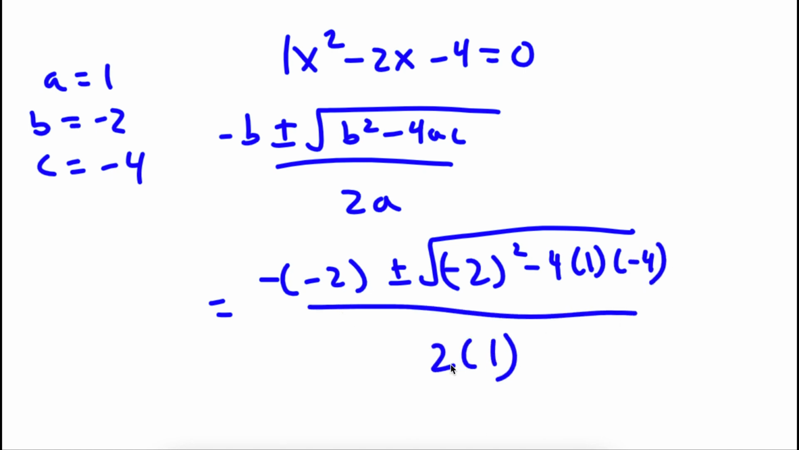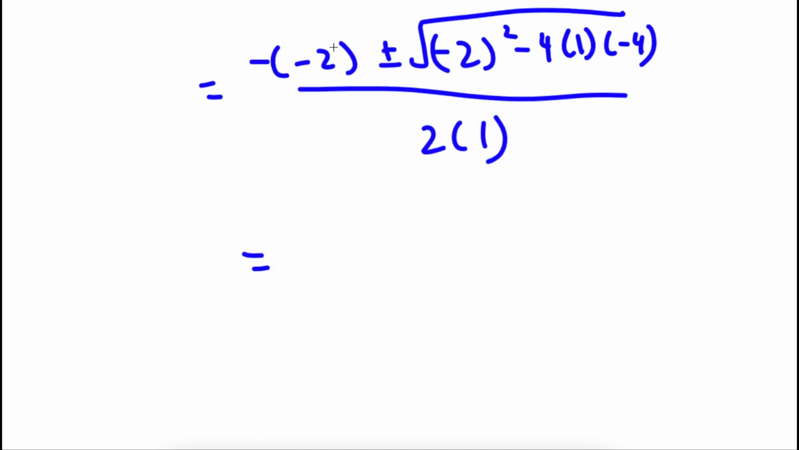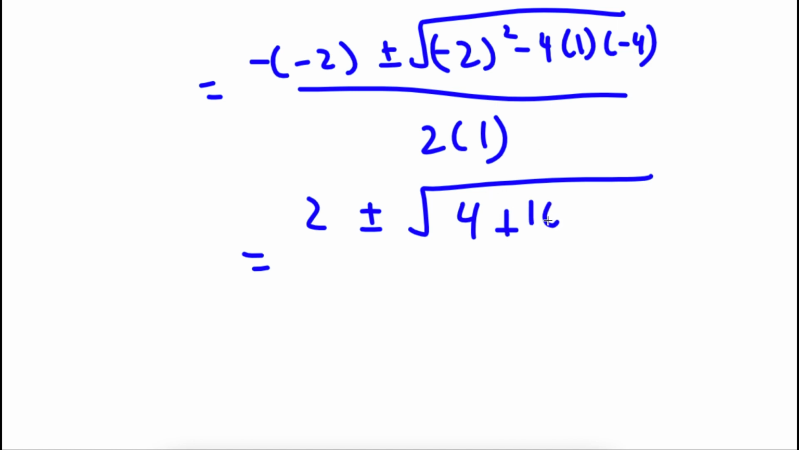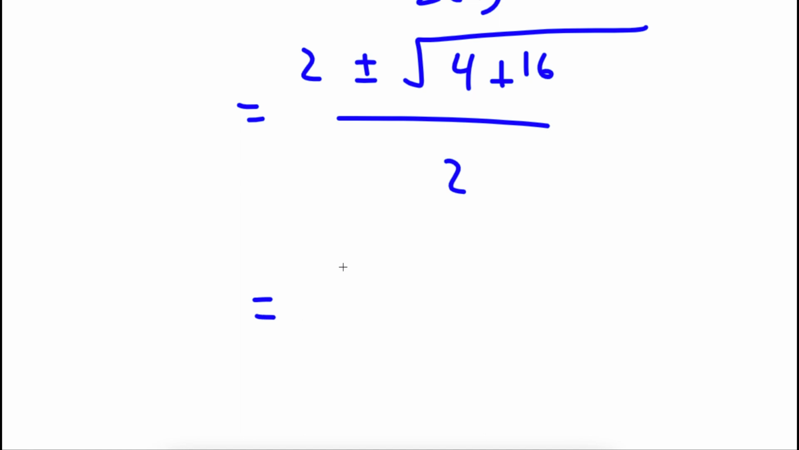So 2 times 1. Now negative and negative 2 is positive 2. So positive 2 plus or minus the square root of negative 2 squared is positive 4. Minus 4 times 1 is 4. 4 times negative 4 is positive 16. All over 2 times 1 is 2. That's equal to 2 plus or minus the square root of 20 over 2.